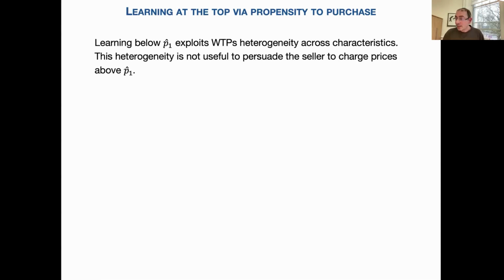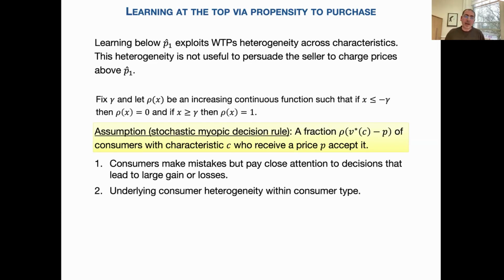In some sense, it's not robust in this context. Now, suppose that the decision rule of the consumer is still myopic, but it's stochastic. So consumers buy if the price is very, very low relative to their willingness to pay. Consumers don't buy if the price is very, very high relative to the willingness to pay. When the price is close to the willingness to pay, they buy with some probability. And maybe this probability depends on the distance between valuation and price.